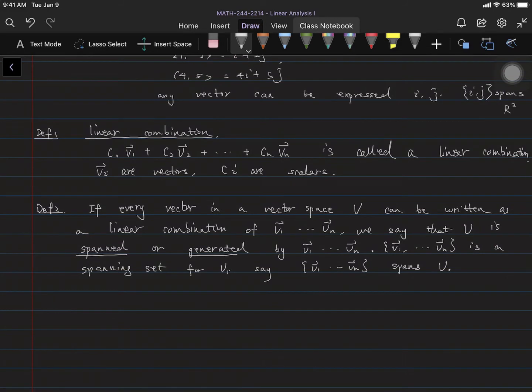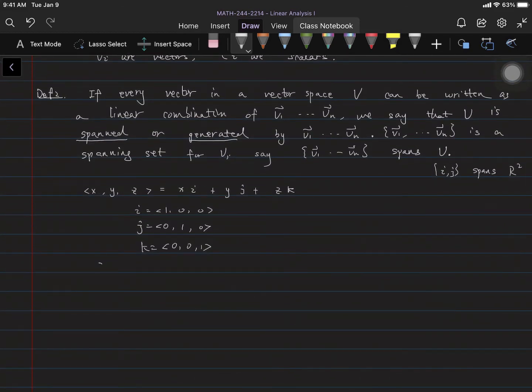So you can keep in mind i, j spans R2, right? The easiest example. And if we look at a vector like (x, y, z), this vector is in R3, three-dimensional vector space, and we can write this as xi plus yj plus zk, right? Here i, j, k are these vectors. So you can see i, j, k spans R3, or we can say R3 is spanned by i, j, k, because any vector in R3 can be expressed as a linear combination of i, j, k.